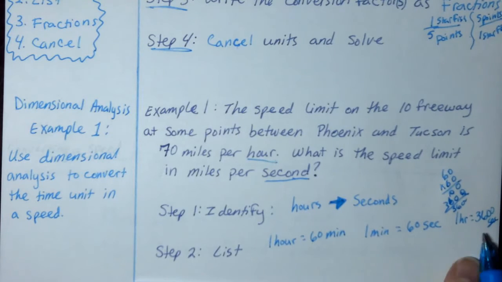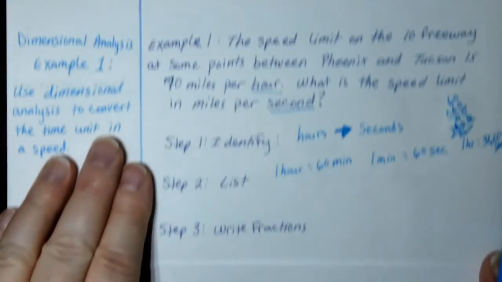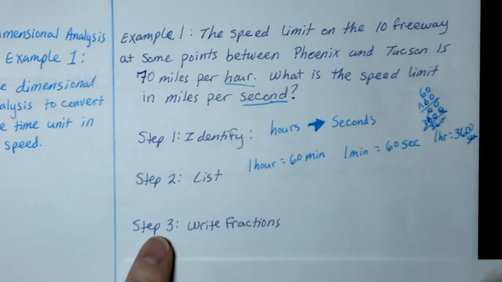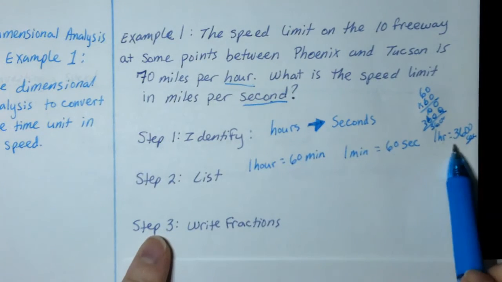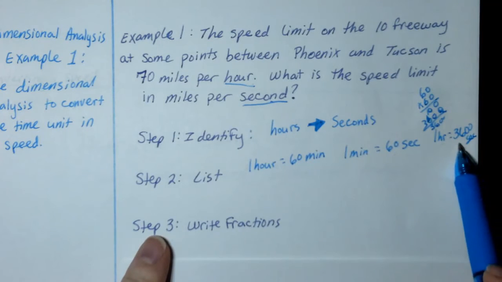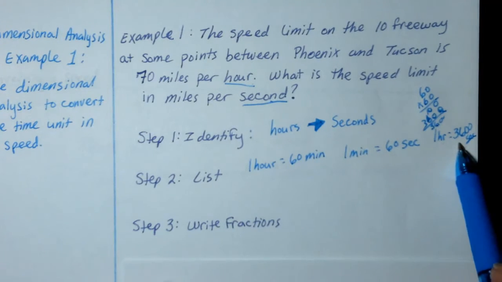Okay, so 1 hour is 3,600 seconds, or I can use 1 hour equals 60 minutes and 1 minute equals 60 seconds. Either of these ways will get me to the same answer. It's just this one will have an extra step in it. Write my fractions. I'm going to use this one right here, my 1 hour equals 3,600 seconds, because that conversion factor is going to get me done faster.